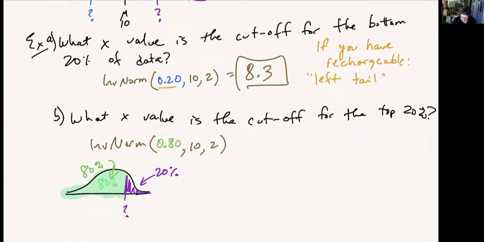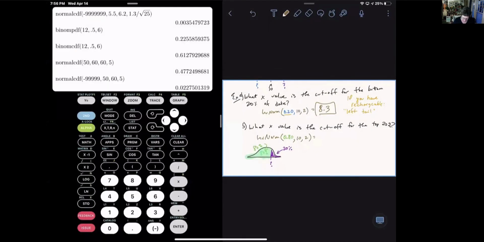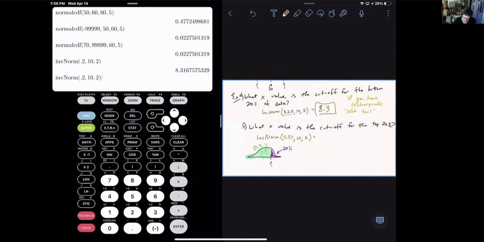Now you put that in your calculator. I can just press second enter and it will bring back the one I just put in, and I can change that 0.2 to a 0.8 percentile. And so that value is 11.7.